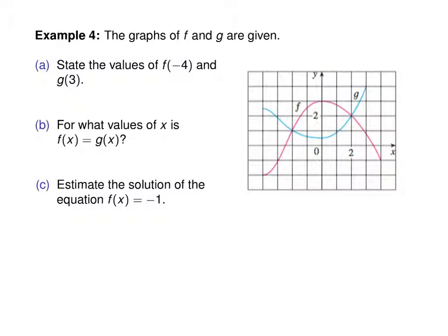All right, so your notes didn't come out color-coded, and I'm sorry. So f in my picture is the pink function, and g is the blue function. So first, find the values of f of -4 and g of 3.